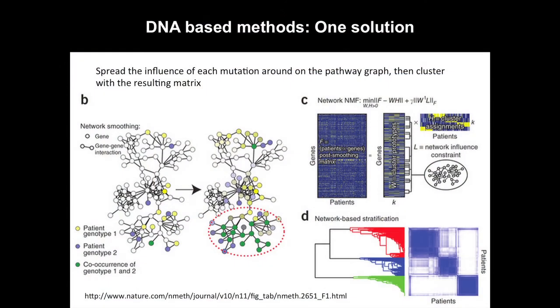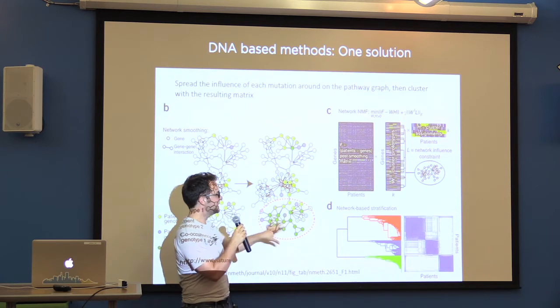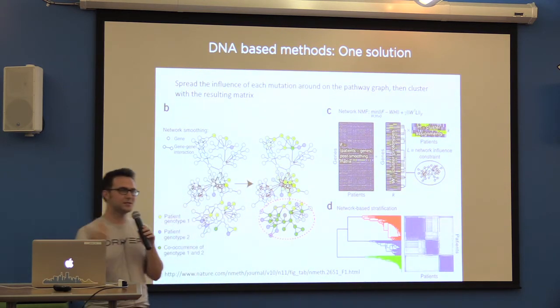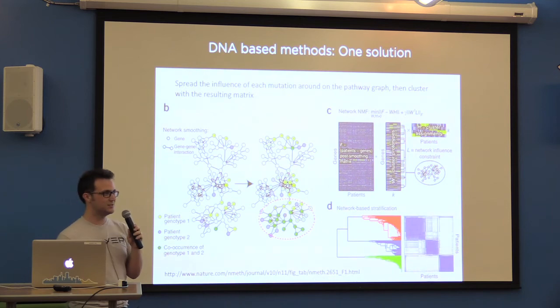So if you take the knowledge of the pathway diagram and you take the individual events that occur and you spread the influence of those events through the pathway diagram, then you can use that as your input to standard clustering methods or other kinds of machine learning methods. So there's a lot you can do with pathways just based on DNA by itself.